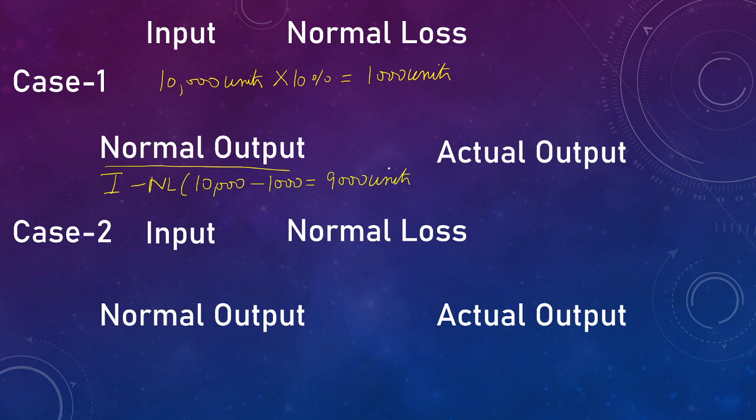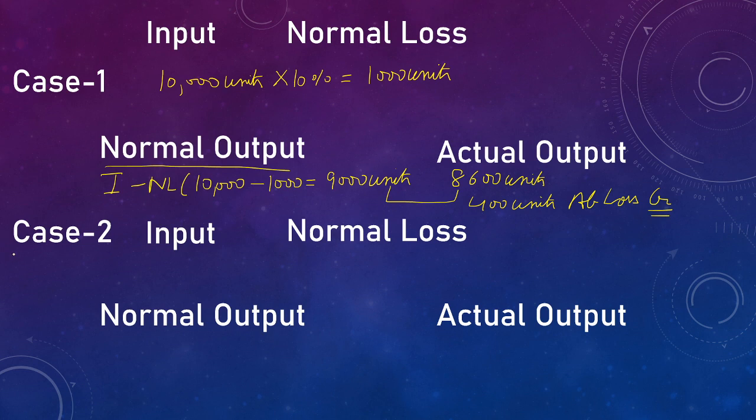Now, if the actual output is less than normal output, suppose here the actual output is 8,600 units, it means in this process an extra loss occurred, which is 400 units, and this extra loss is known as abnormal loss, which is credited in the production process.